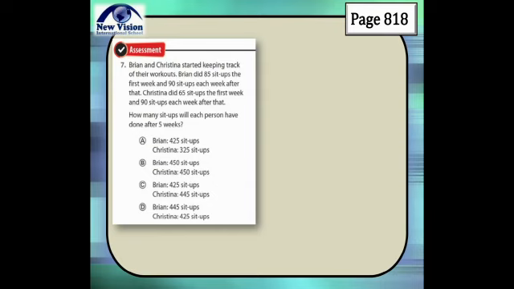Alright, next item. Number 7. Brian and Christina started keeping track of their workouts. Brian did 85 sit-ups the first week and 90 sit-ups each week after that. Christina did 65 sit-ups the first week and 90 sit-ups each week after that. How many sit-ups will each person have done after 5 weeks? So that's letter D. Brian has 445 sit-ups and Christina 425 sit-ups.